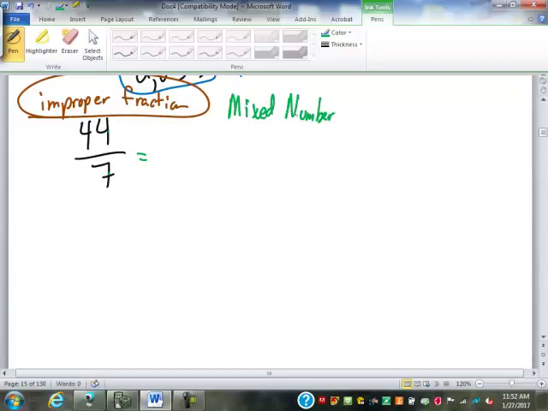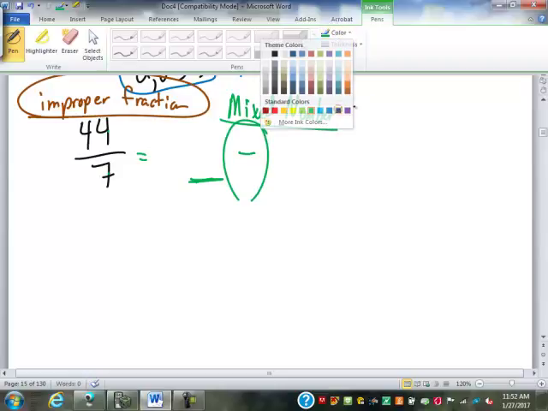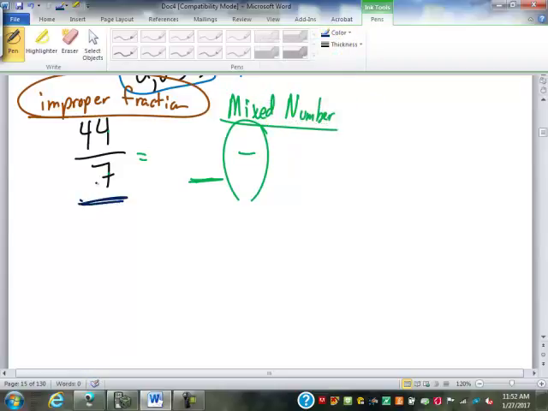In the mixed number, we have whole pieces or whole objects plus the pieces that are left over. Well, how do we figure out how many whole objects or whole numbers we can get out of 44 over 7? Well, we can take 44 divided by 7. Now, if you were to punch that in your calculator, it's going to give you something like 6.2857143 approximately.